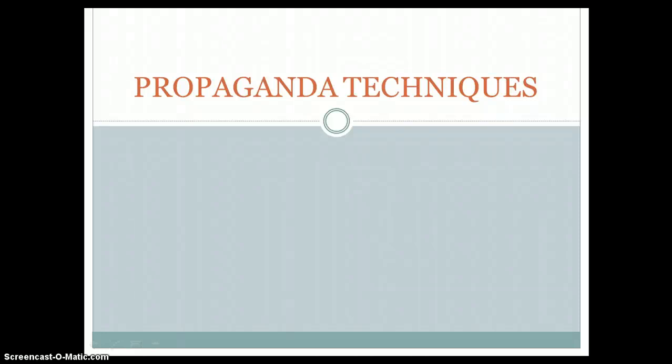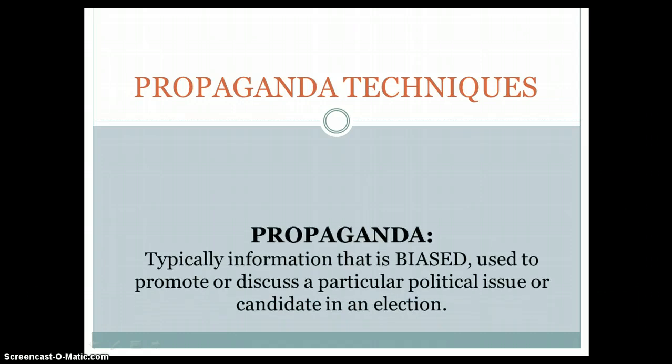Hey guys, so here we go with another little screencast of everything we need to know on propaganda techniques. And just a quick refresher, propaganda is typically information that is biased, used to promote or discuss a particular political issue or candidate in an election. You guys are probably familiar with it from last year when you talked about yellow journalism, okay? We'll just be looking at some different techniques that candidates use that you guys will use when you make your own political parties later in the week.